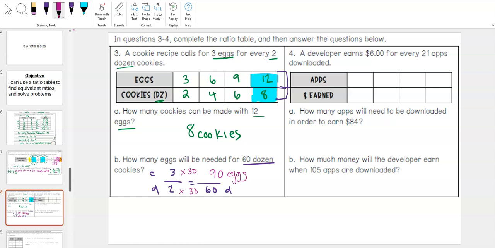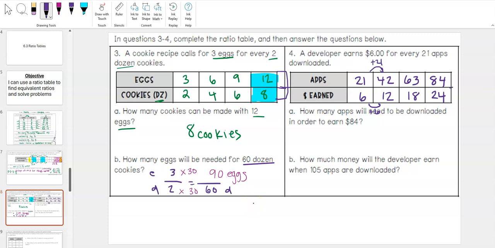Okay. Over here we have a developer who's selling apps. So I'm going to pause and fill in my table. You guys do the same thing. So a developer earns $6 for every 21 apps downloaded. So we filled in our table by skip counting by 21s on top and skip counting by 6s on the bottom. The first question says, how many apps will need to be downloaded in order to earn $84?